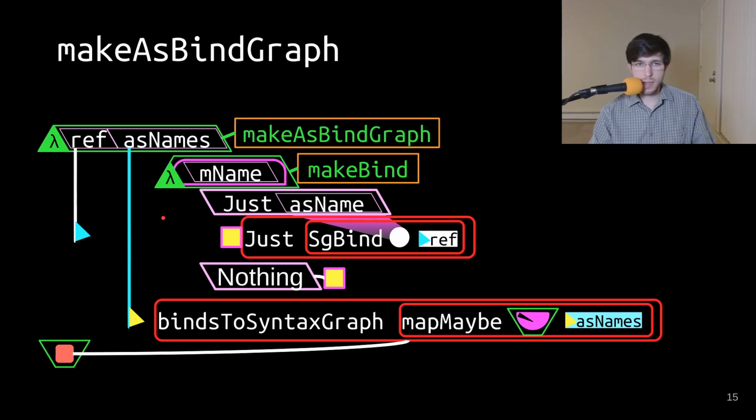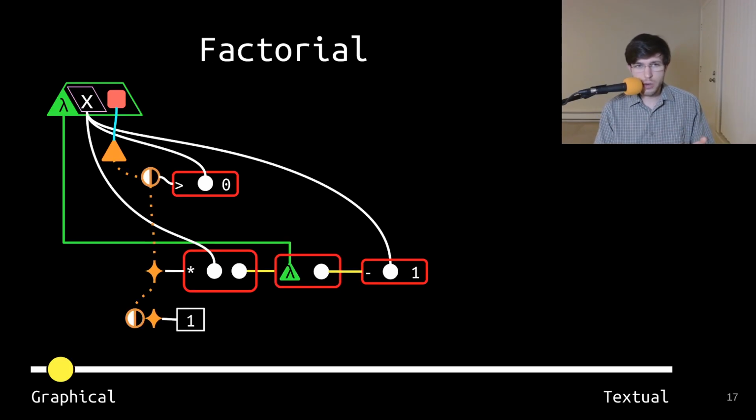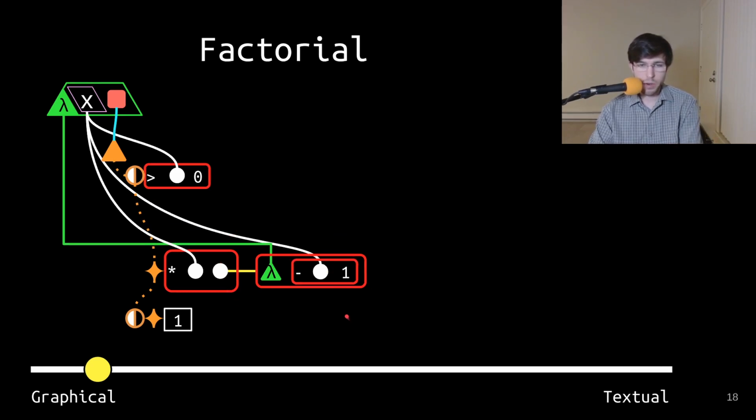And then this is an example using a case. This is just some code from the old Glance library. And so the core idea is that textual, structured, and graphical representations are but points along a continuum. So to illustrate that, we'll start with a very graphical representation where each node is separate, and then we can slowly collapse nodes into each other.